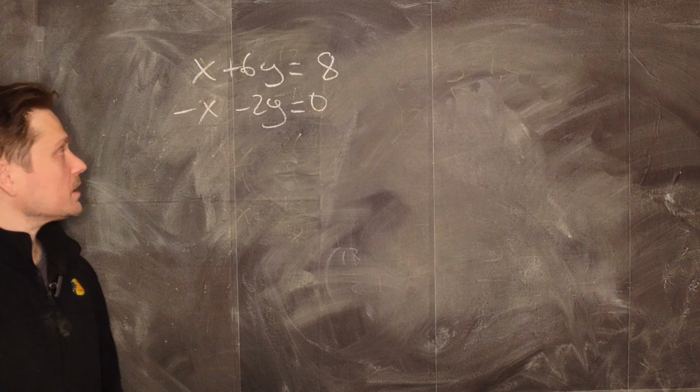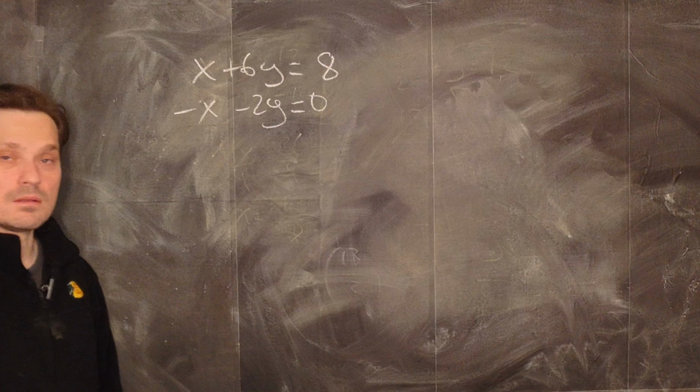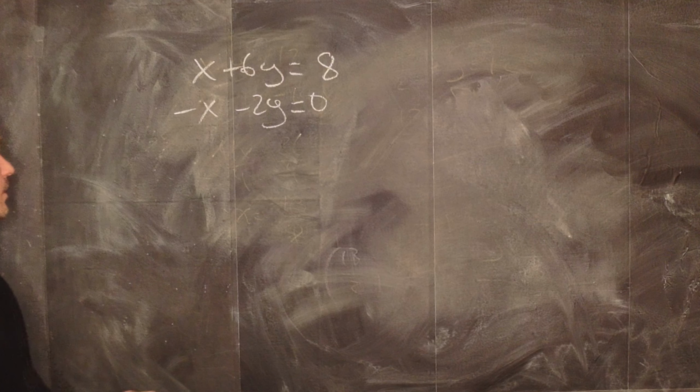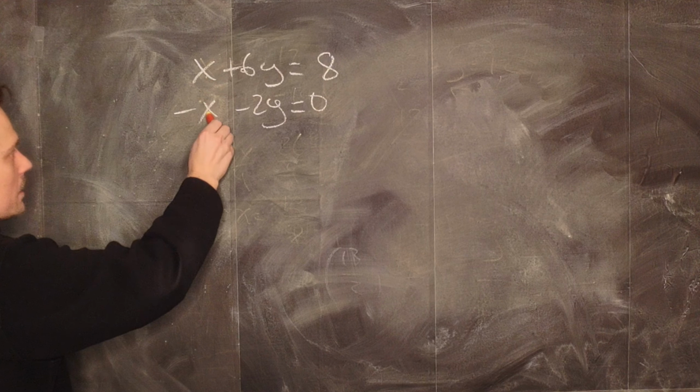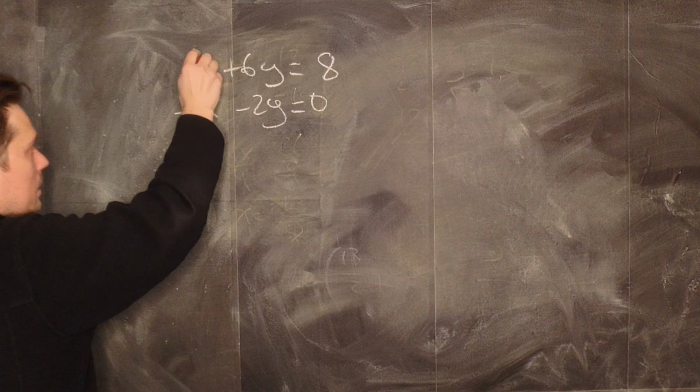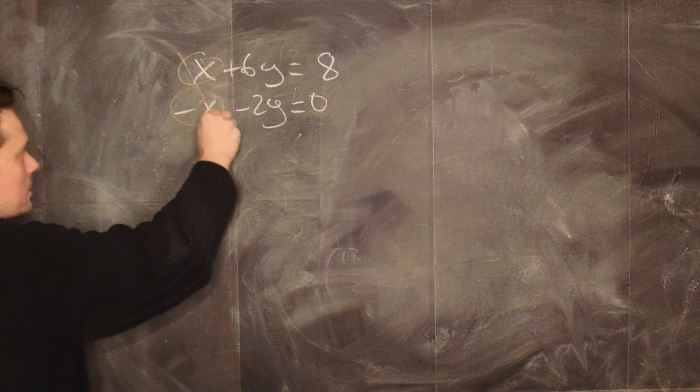In this example, friends, we have x plus 6y equals 8 and negative x minus 2y is equal to 0. Again, this is set up already for us. This is positive x, this is negative x. So when you add, these two will cancel off.